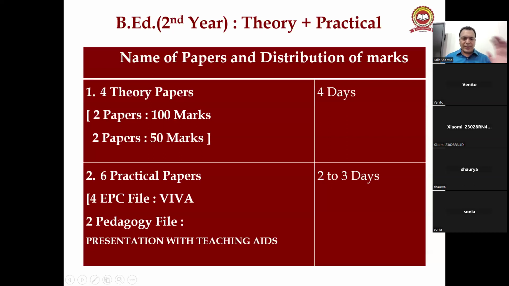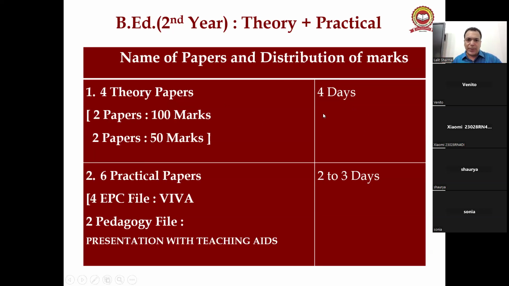I open the first PPT again and we conclude it, okay? This is your second year, right? Part one is theory and one is practical. 4 theory papers you have to give. Out of the 4 theory papers, 2 papers are of 100 marks, 2 papers are of 50 marks, right? The first paper, Knowledge and Curriculum, Paper 8, is 100 marks. The second paper, Assessment for Learning, is again 100 marks. The third paper, Creating an Inclusive School, is 50 marks. Fourth is Health and Yoga Education, which is 50 marks.